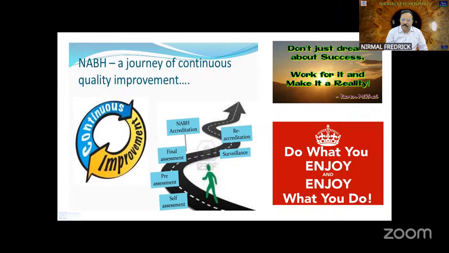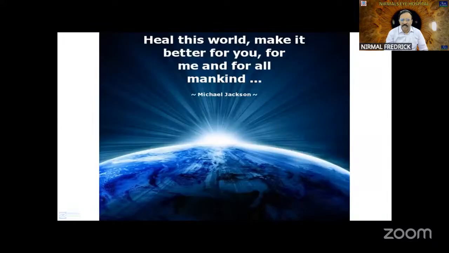So basically, the NABH journey is a continuous quality improvement. You need to work for it and make it a reality. And more importantly, you need to enjoy the process. So enjoy what you do, and do what you enjoy. Automatically, you can heal this world, make it a better place for you, for us, and for all of us.